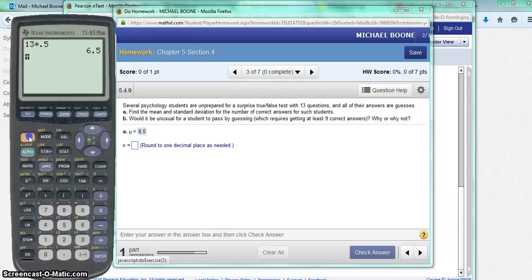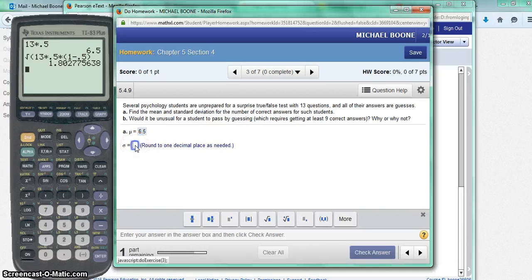Standard deviation is the square root of n times p times q, was the formula. So n times p, and then q is 1 minus p, so that's what q is, just 1 minus the probability of p. And this gives us a standard deviation of 1.8.